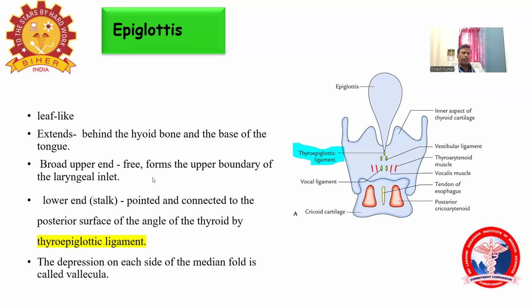The broad upper end is free, from the upper boundary of the laryngeal inlet. The lower end is stalk-like, pointed, and is connected to the posterior surface of the angle of the thyroid cartilage by the thyroepiglottic ligament. This green color indicates the thyroepiglottic ligament. The depressions on each side of the median fold we call the vallecula. So this is the structure of the epiglottis. It is a leaf-like structure with two ends. One is a broad upper end, and the stalk or narrow lower end is directly attached by the thyroepiglottic ligament.